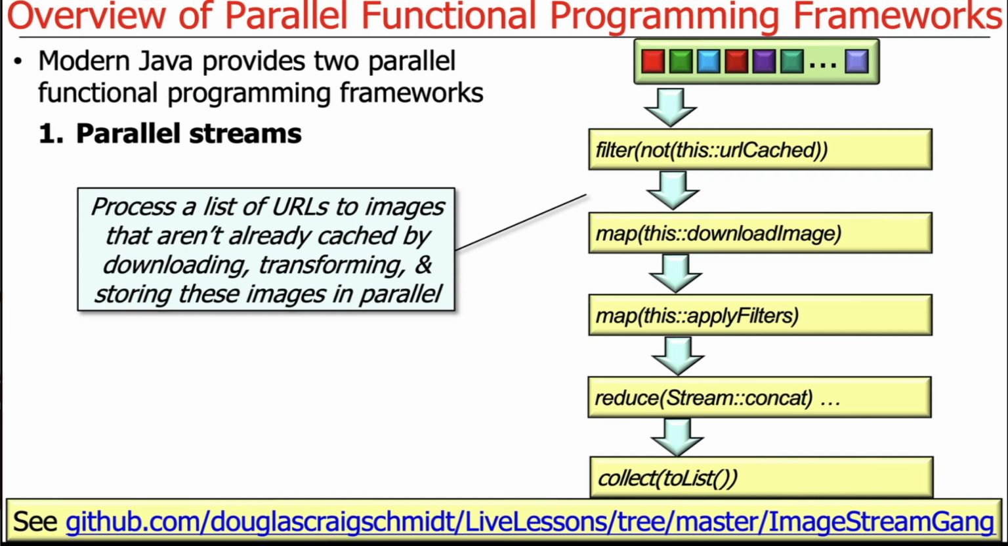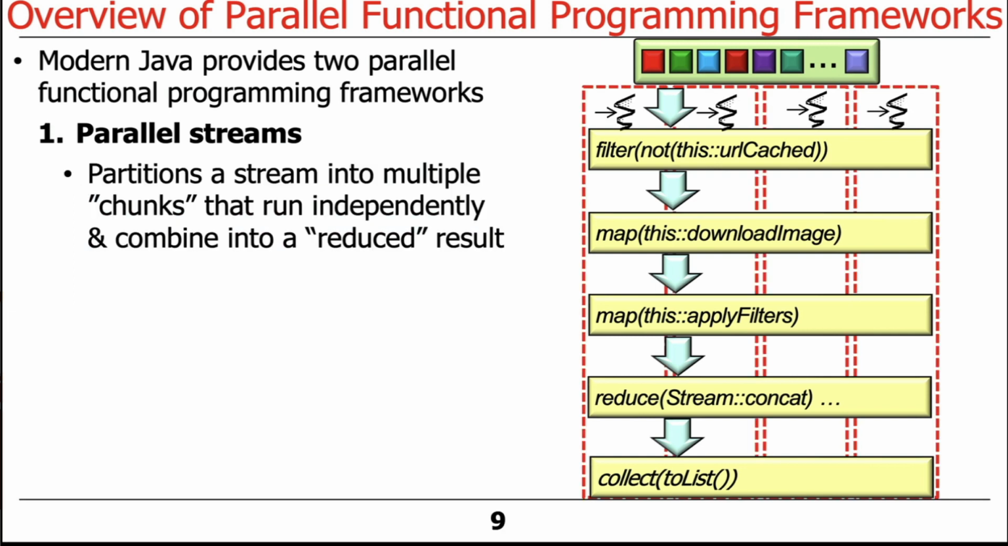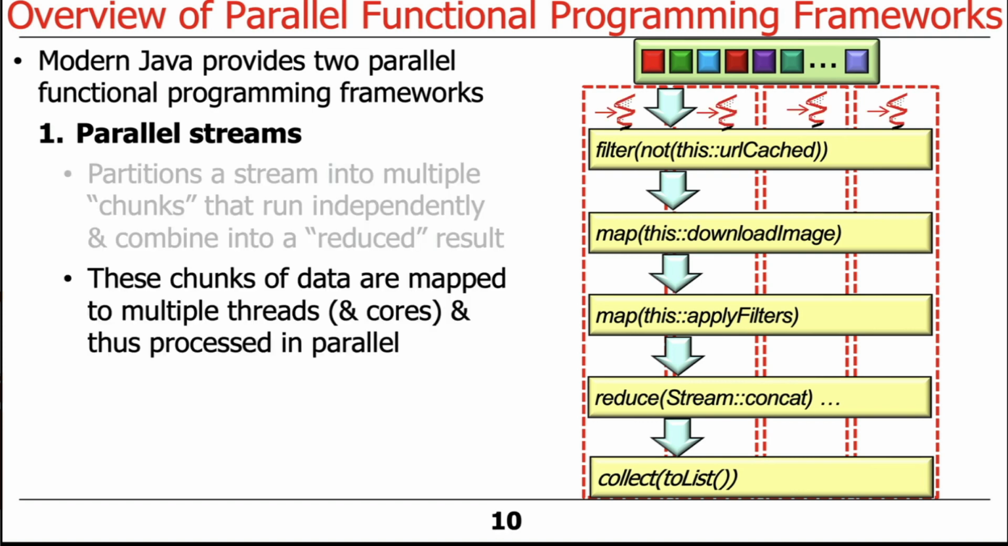So if you've got 100 images to download, this particular program will download 100 of them in parallel using Java parallel streams. So what parallel streams does is it takes a stream, like a stream of URLs, and it partitions it up into multiple chunks that will run independently on different threads, of course, processor cores, and then allow those things to be combined together into a single reduced result, which in this particular case would be the list of processed and stored images, or filtered and stored images.